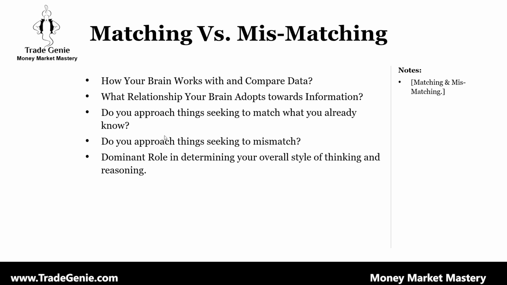Now, the third question is: do you approach things seeking to match what you already know? This is the bias, and it's a big one. We as humans, silly humans, try to match what we already know. We are seeking the answer, and we look for some kind of confirmation. This is confirmation bias.